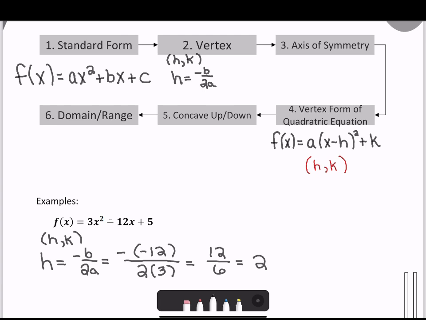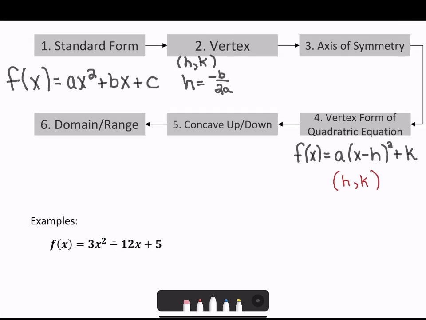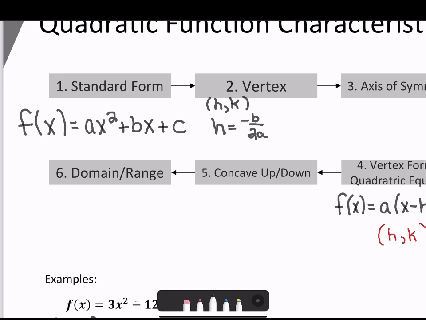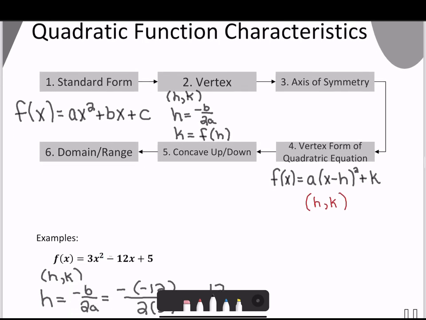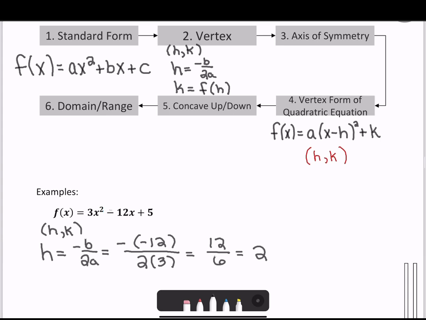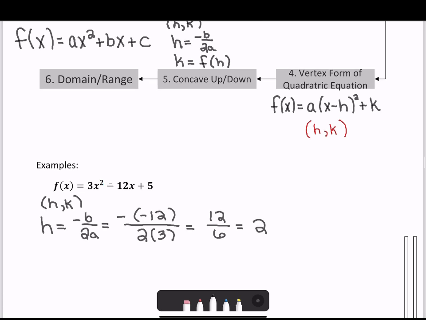All right, now to find k. So we know how to find h. Let me go back up here and talk about how to find k. To find k, all you have to do is take that value that you found for h and plug it into the function. All right, that's the generic form. Let me go down to the example so you can see what I mean. So you take the value for h and you plug it into the original function. So let's do that here.